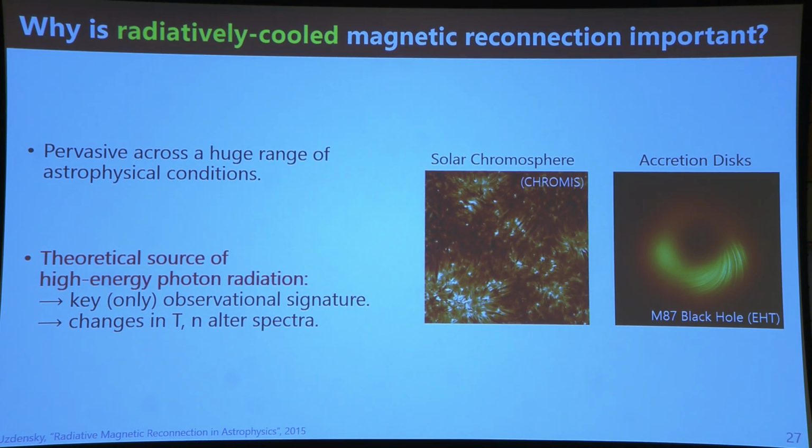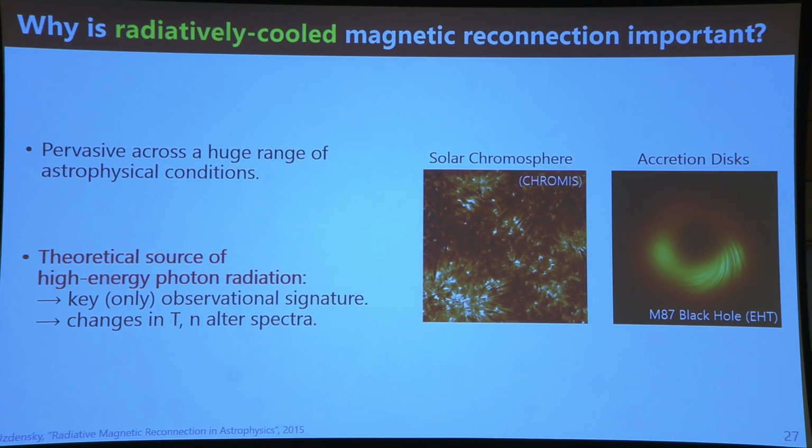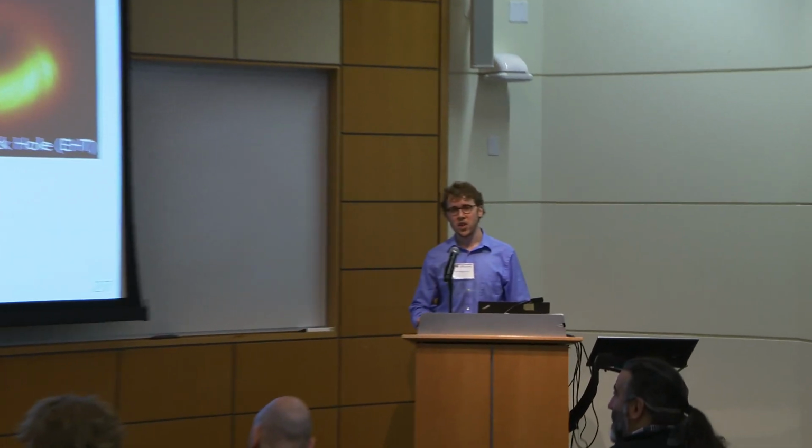Secondly, theorists believe that the radiative spectra that we receive from space plasma environments that we record in telescopes is the result of magnetic reconnection as the driving heating process inducing that radiation. So this is our key, if not only, observational signature for astrophysical environments. So if we want to better understand the radiative spectra that our telescopes capture, we need to understand the fundamental process that generates that radiation, which is magnetic reconnection.